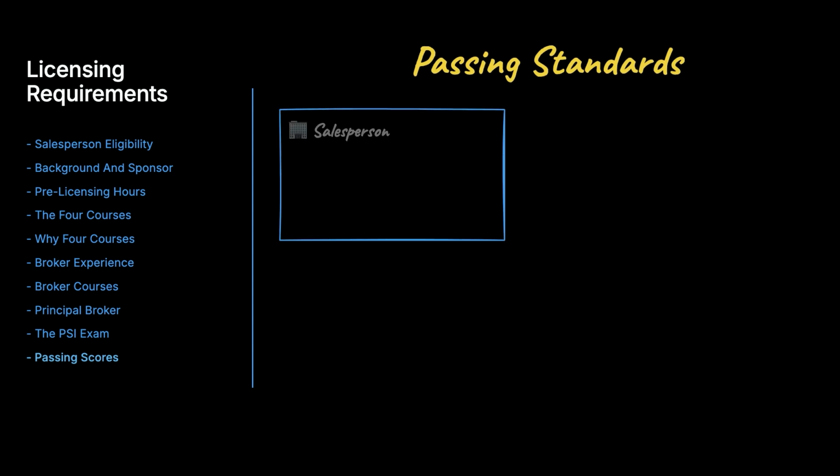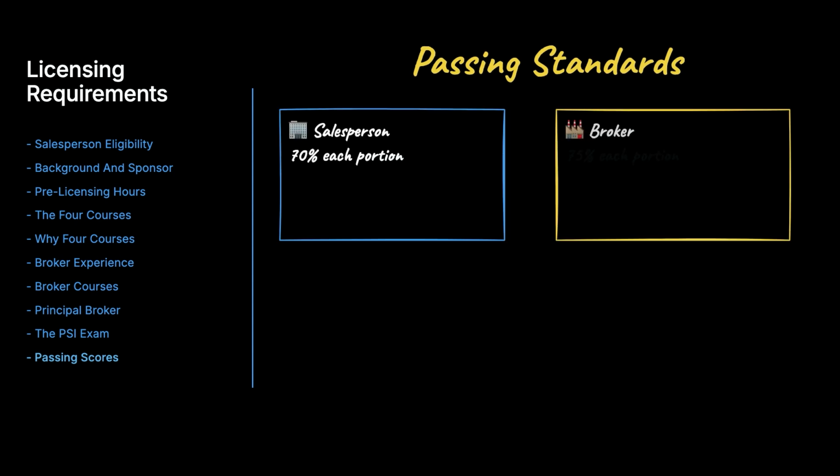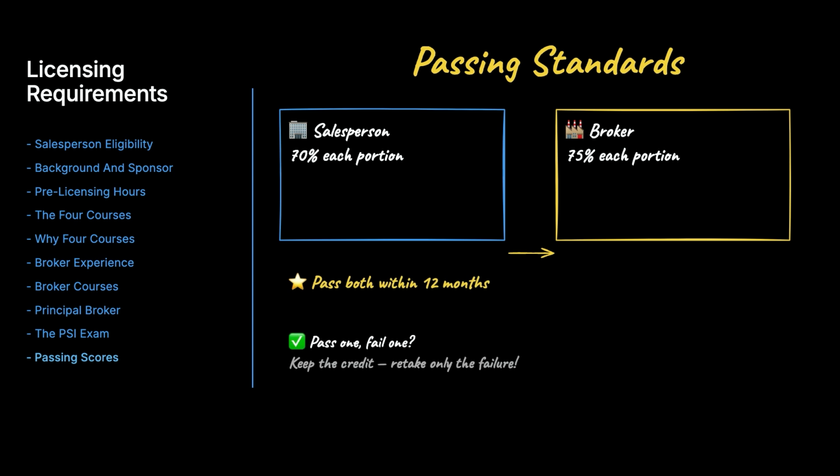The passing standards differ, so keep them straight. A salesperson must score 70% on each portion. A broker faces a higher bar, 75%, and here's a relief: you must pass both portions within a 12-month window. But if you pass one and fail the other, you keep the pass credit and retake only the failure.